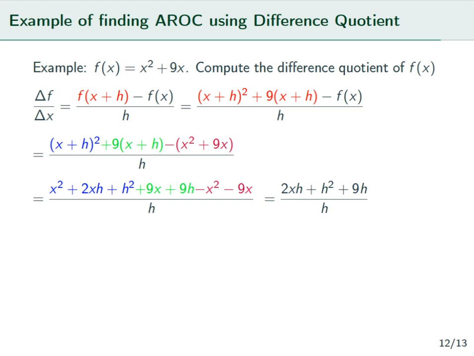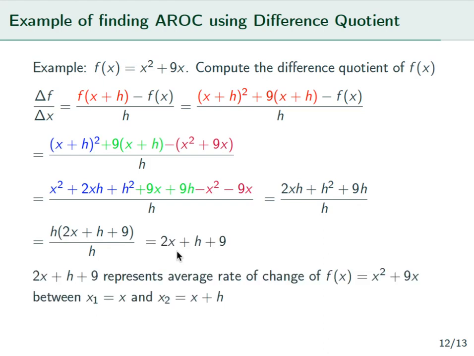Here h cannot equal 0, because if h is 0, there's no finding average rate of change between 2 points. So we can simplify further. I'm going to factor h out from the numerator, and I get h times (2x plus h plus 9) over h. Then h cancels out, and we're left with 2x plus h plus 9.